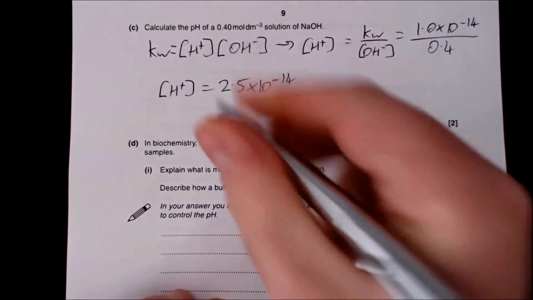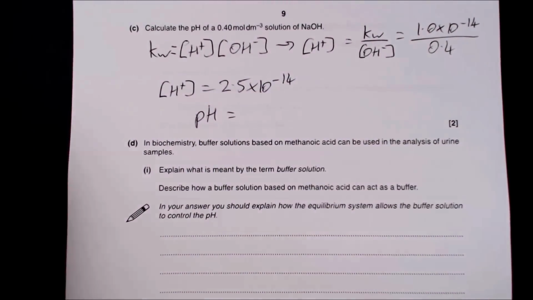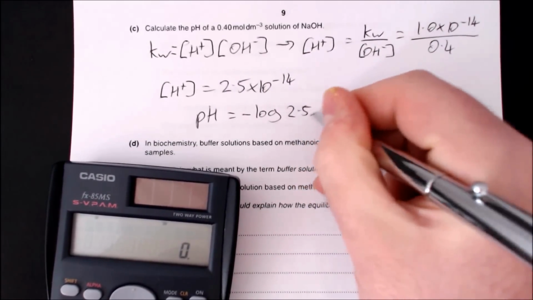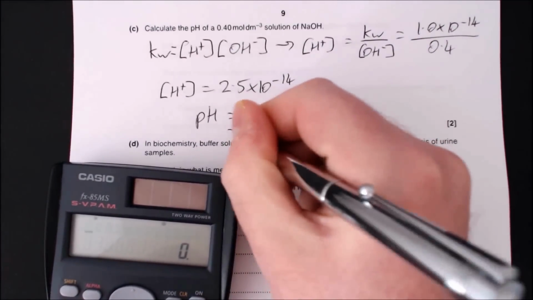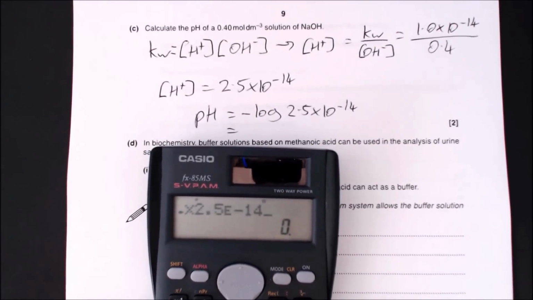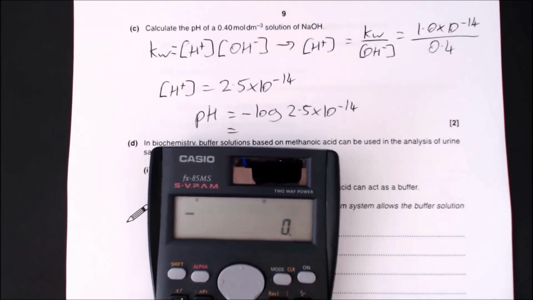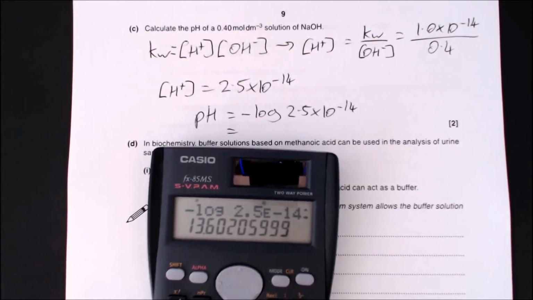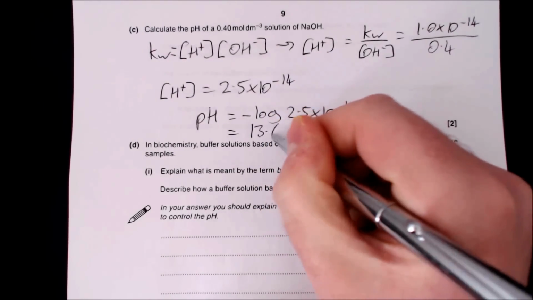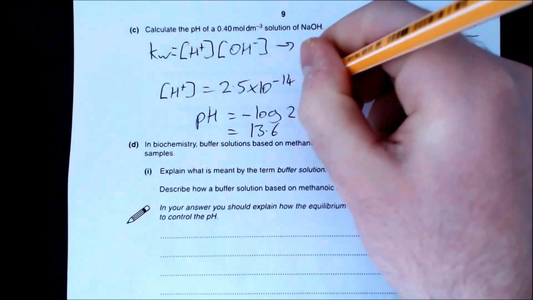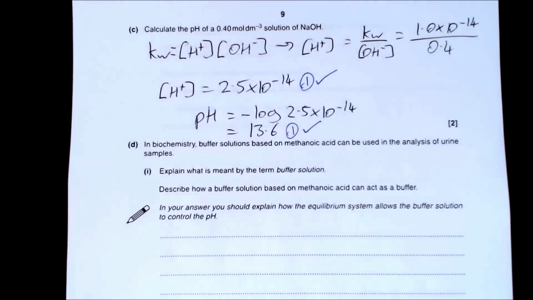There you go. Okay. And so therefore the pH is going to equal the minus log of your H plus, which is 2.5 times by 10 to the minus 14. And so that's going to be minus log of 2.5 times by 10 to the minus 14. So the minus log of 2.5 times by 10 to the minus 14 should be 13.6. There you go. Okay, so 2 marks for this. The marks come in for 1 for calculating your H plus, and obviously 1 for your answer as well. So there you go. Those are 2 marks.